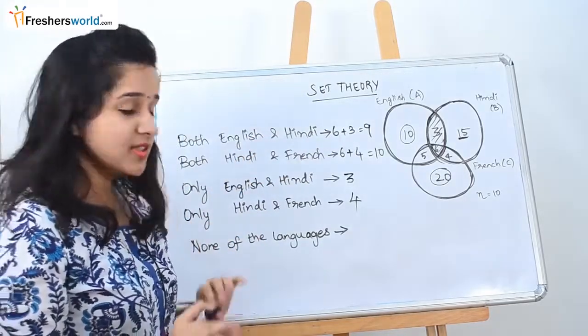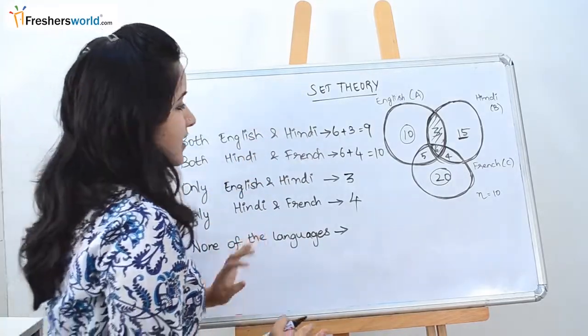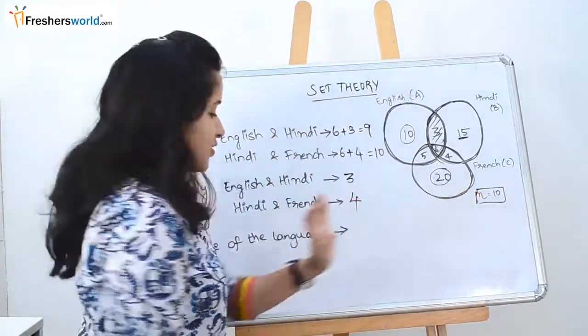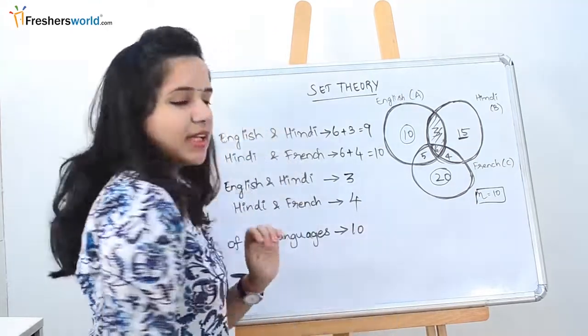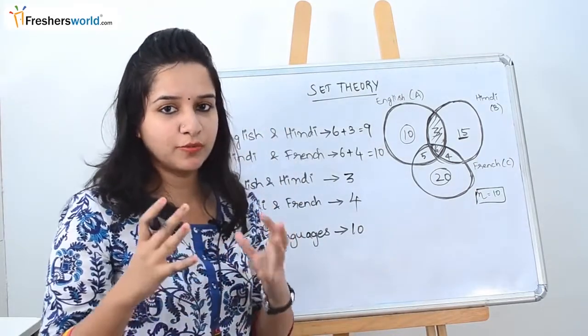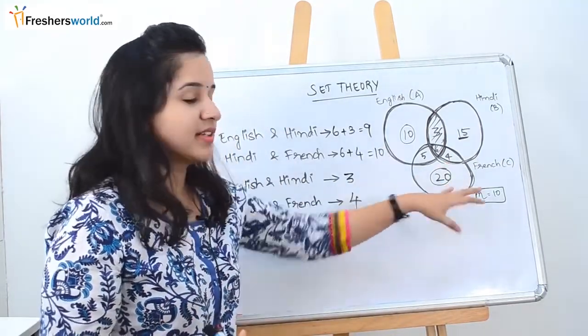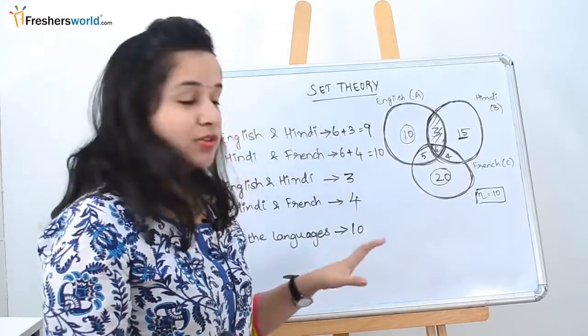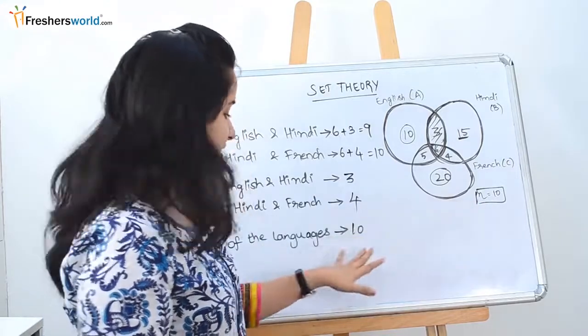So the next question is none of the languages. So in certain questions they would have given it as none of the languages as 10. So we can directly write it here. In certain cases they will give you the number of persons, and from this you have to subtract it. We will deal with those kinds of sums in a later part of our videos, but as of now they have given it directly, so we are just taking it as such.